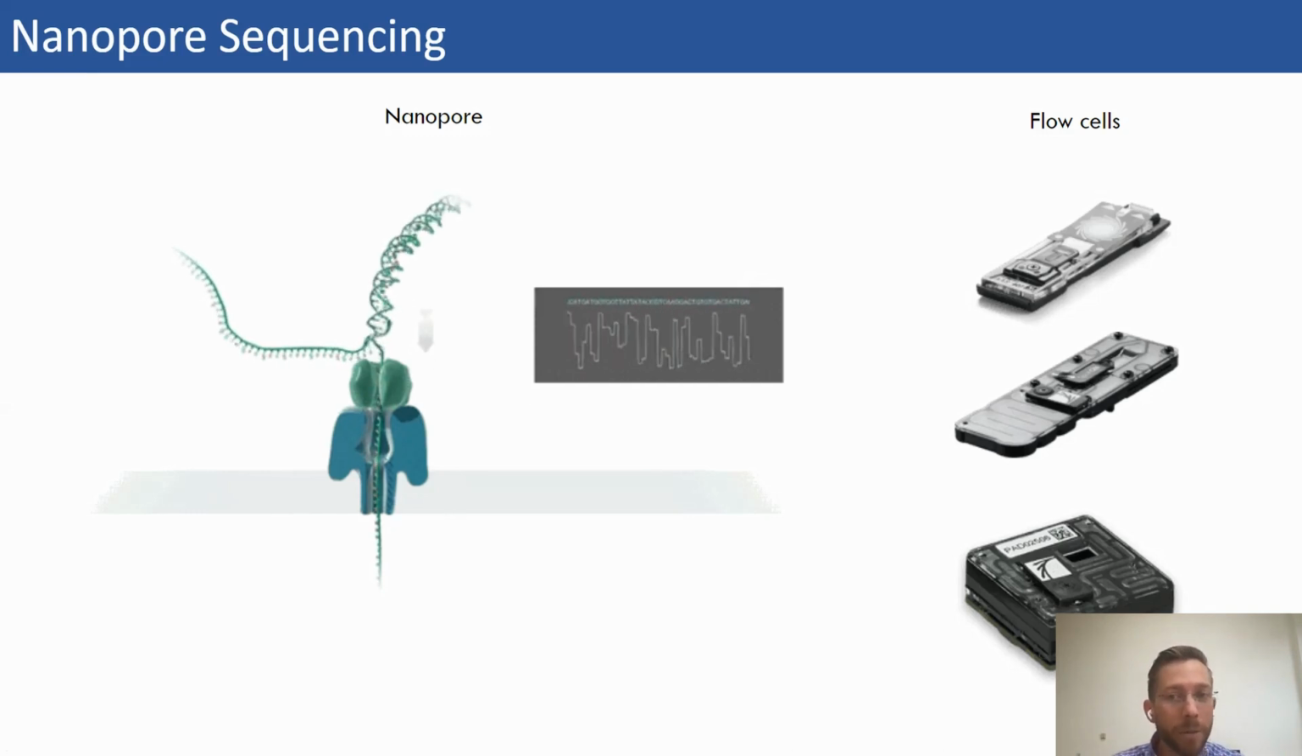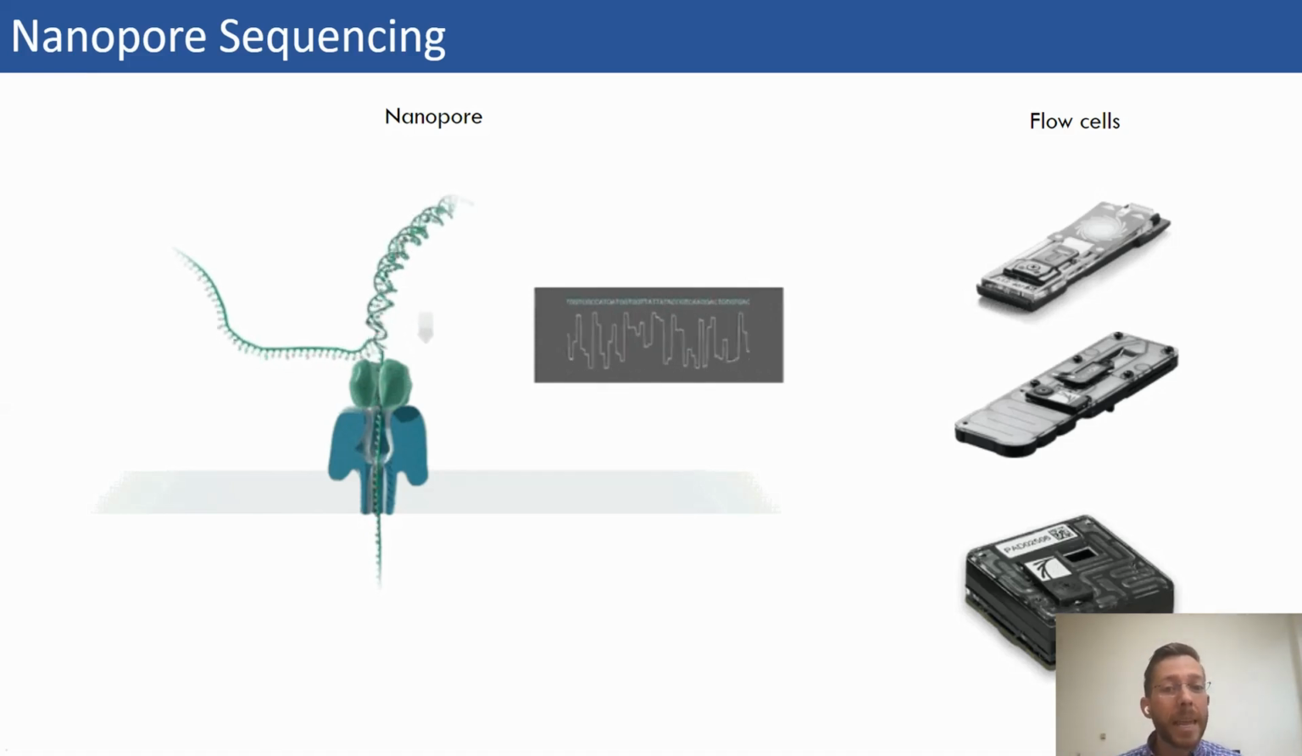But within this microfluidic device known as a flow cell, there are nanopores embedded onto a biofilm. And when we introduce our native strands of DNA to these nanopores, they can be brought to the nanopore, and the DNA is pulled through. As the strand of DNA is pulled through that nanopore, there's going to be a change in electrical conductance, which can be associated with the DNA sequence.